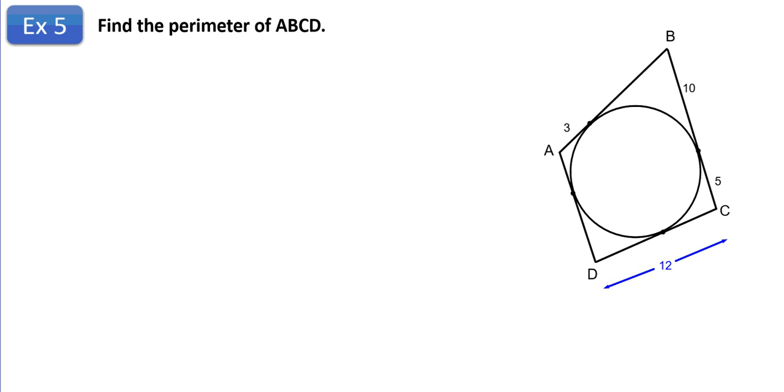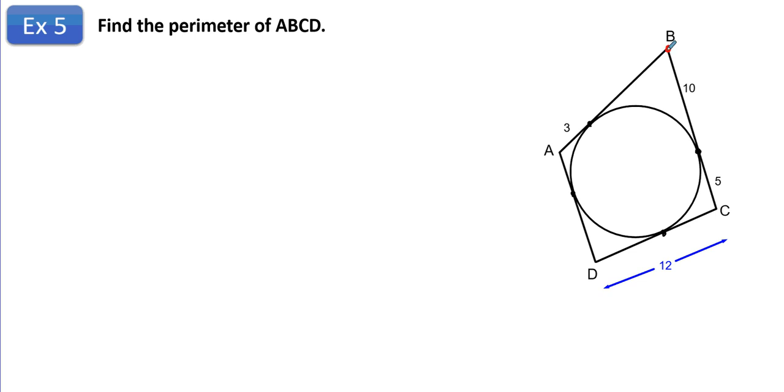Okay, last one. These are pretty fun, I think. So we've got a circle that's inscribed in a quadrilateral. Now, not every quadrilateral can have a perfectly inscribed circle like this, but this one can. So we've got tangents on all four edges of that quadrilateral. All of these points are points of tangency. Our goal is to find the perimeter of this quadrilateral, and we'll use the tangents to help us.